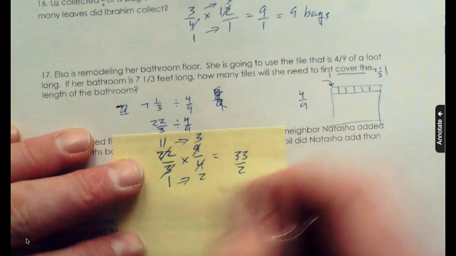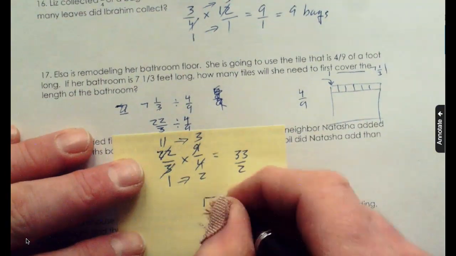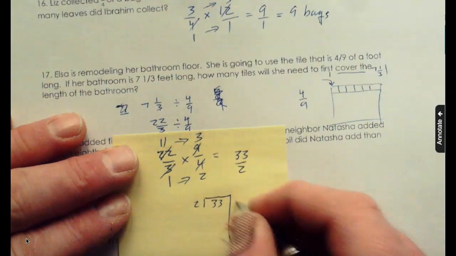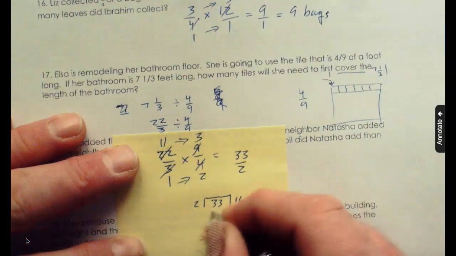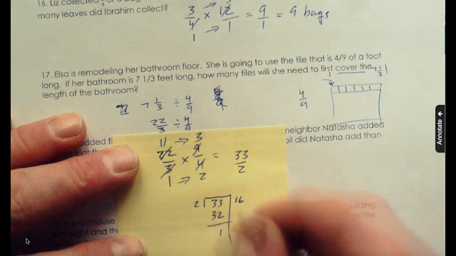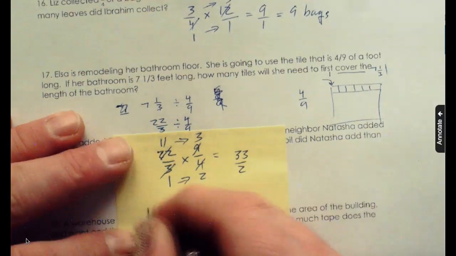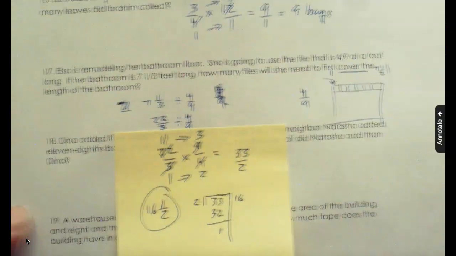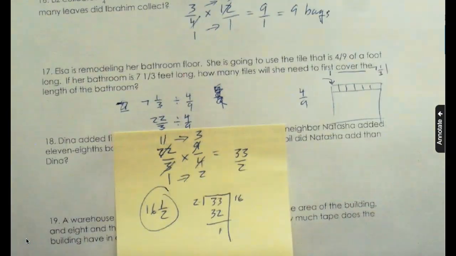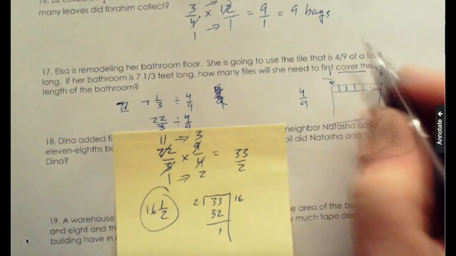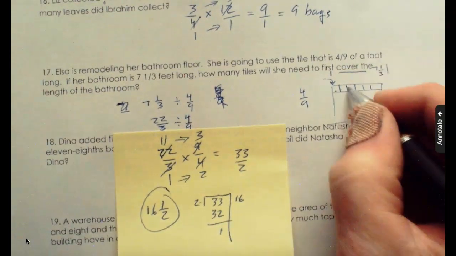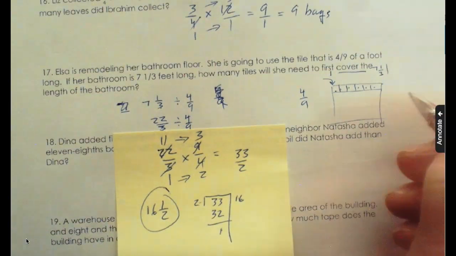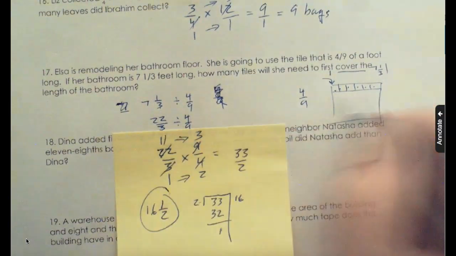Well, 33 divided by 2. That's going to go in there 16 times. 16 times 2 is 32. There's one left over, so it's 16 and 1/2. So 16 and 1/2. And I believe that's going to be tiles. Let's just take a look at that again. So she's going to need 16.5 tiles in this first row to cover that. All right.